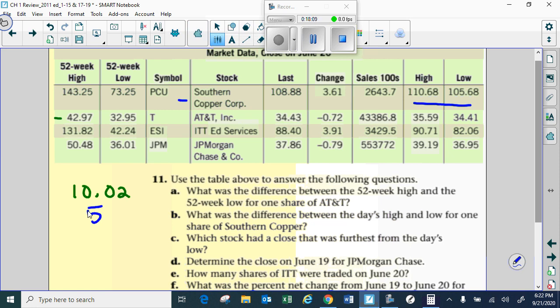Okay, that's B. Which stock had a close that was furthest from the day's low? So we're looking at these. The day's low right there. And it says which stock had a close. Remember, the close is the last. And it says which close was the furthest from the day's low. So the difference in the first one is about $3.20.